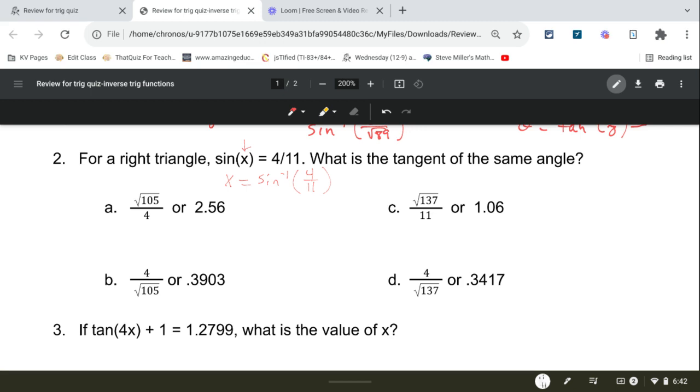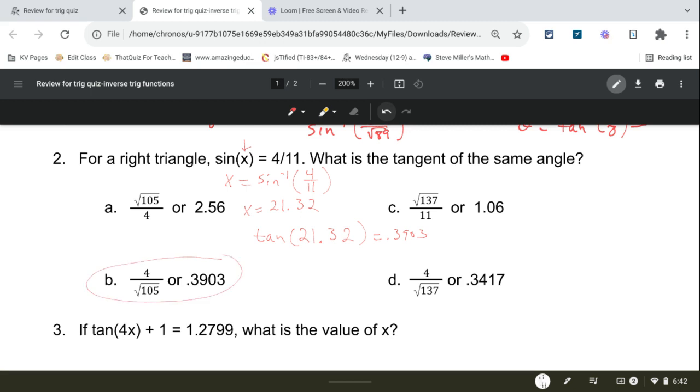Okay, so the angle that we're dealing with, sine inverse of 4 divided by 11, is about 21.32. Okay, and then the problem says, what is the tangent of that same angle? So our answer, approximately, not exactly, is tangent of 21.32. And that comes out to 0.3903. So it's got to be option B right here.